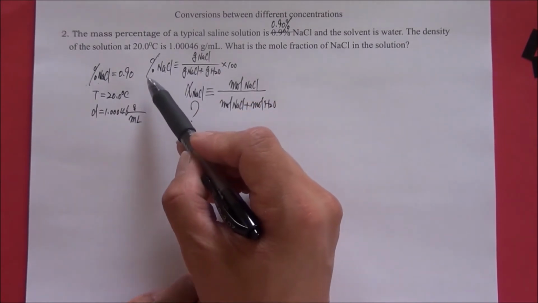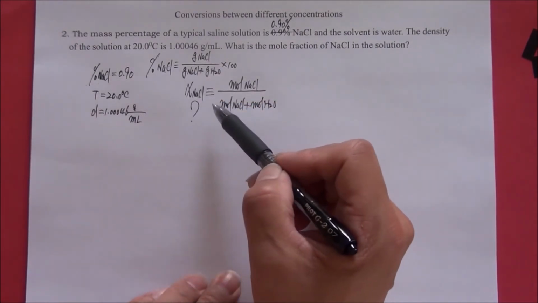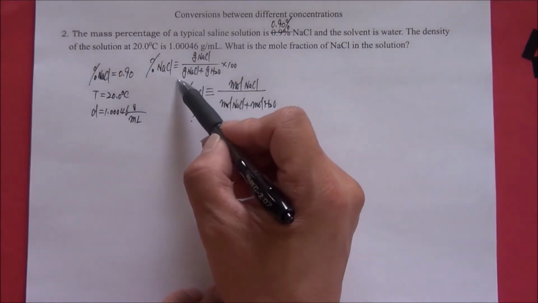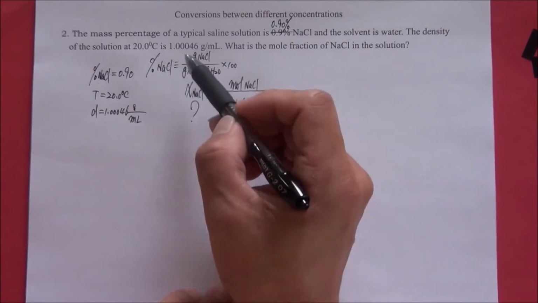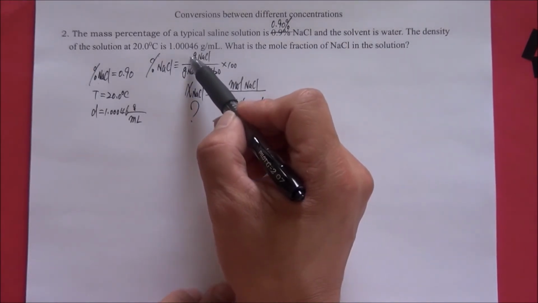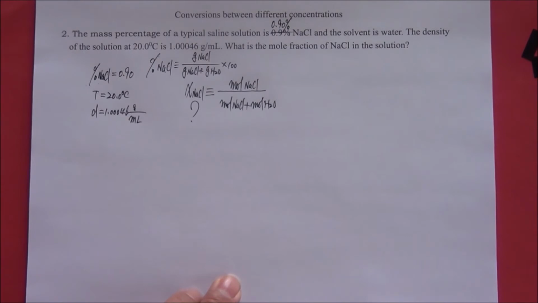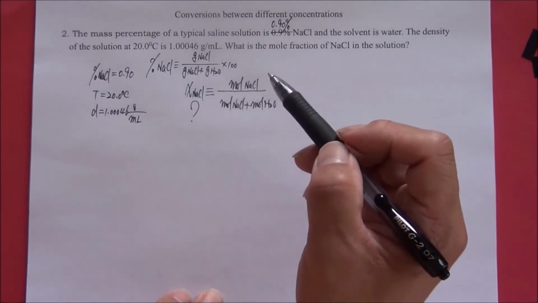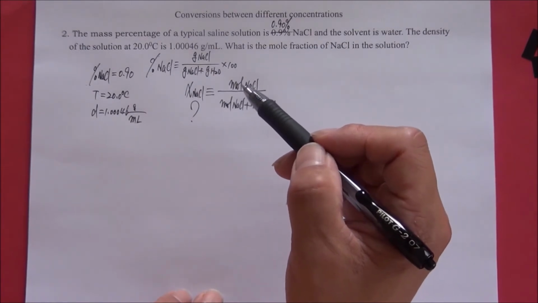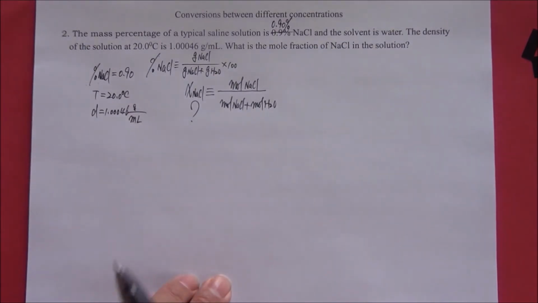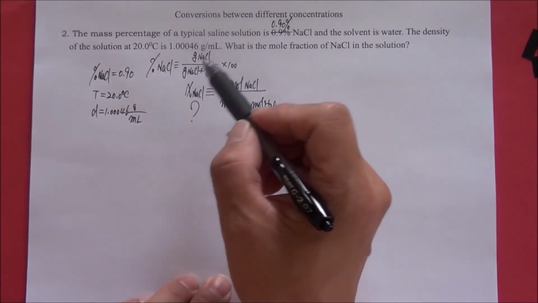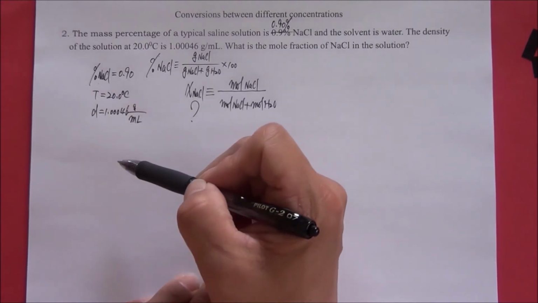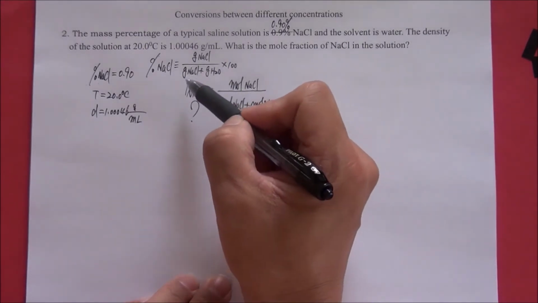When you convert from one concentration to another concentration, you can assume you have any amount of the solution. You can also assume you have any amount of the solute. You will get the same concentration after the conversion. If you do not understand this assumption, you can watch my previous video. In this case, if we assume the mass of the solution is 100 grams, our calculation will be very, very easy.